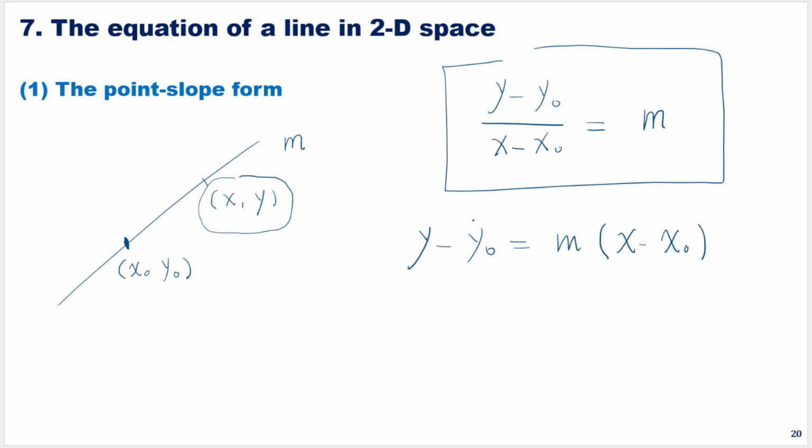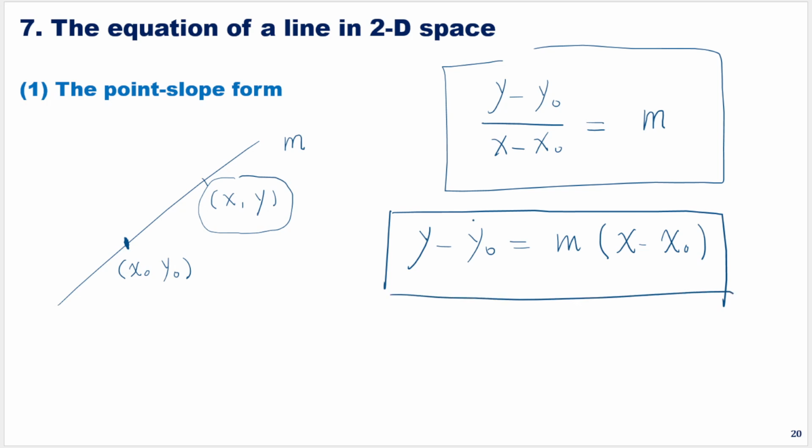And this is actually called the point-slope form, which means if you know a point on the line and the slope of that line, you could express the equation of that line in this form. This is called point-slope form.